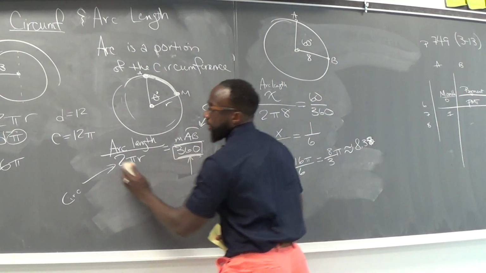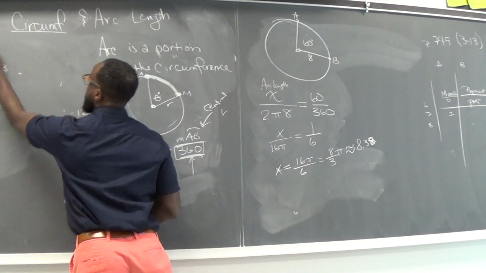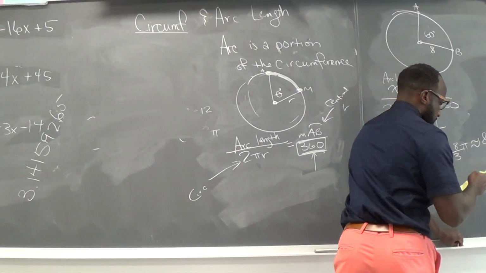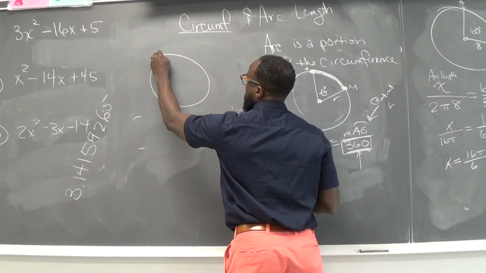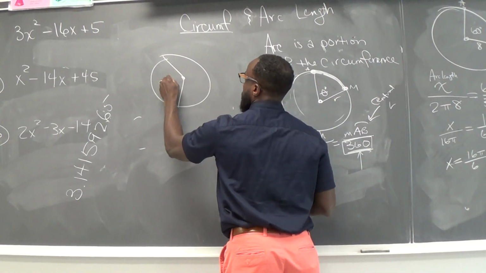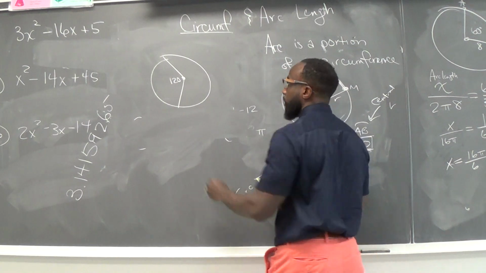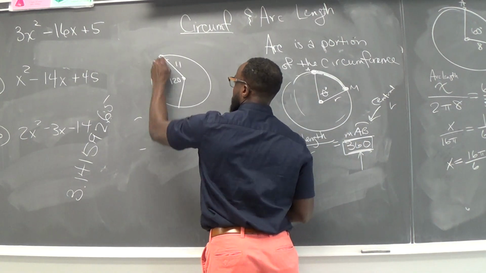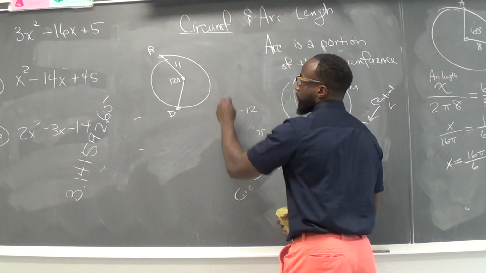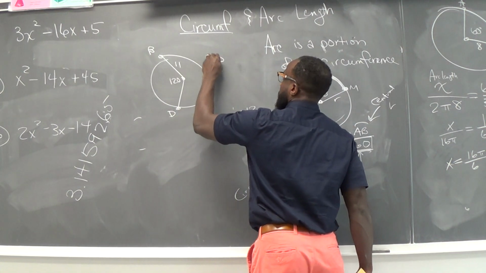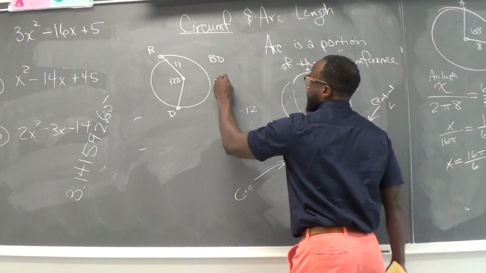Alright, let's try another one. Let's come over here. What if I said I got this whole thing here and this was 120, and the radius was 11, and we gotta find arc length BD. Find BD.